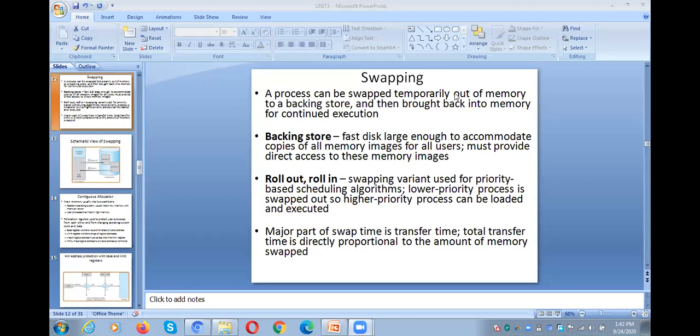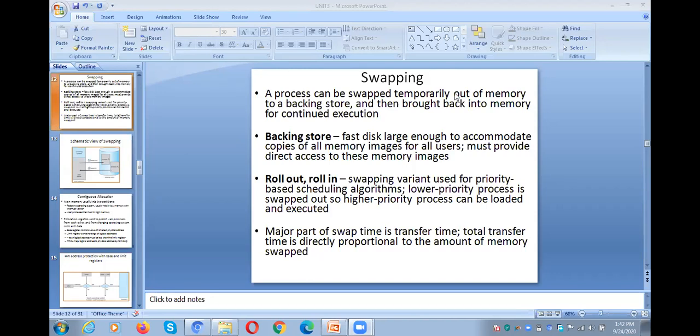Okay, and then after that we talked about dynamic loading and dynamic linking, what is the purpose of the memory management unit, what is a logical address and what is a physical address, and what is a logical address space and what is a physical address space.